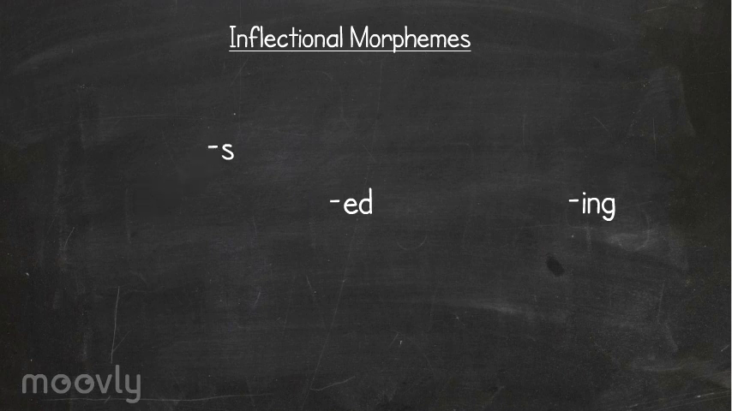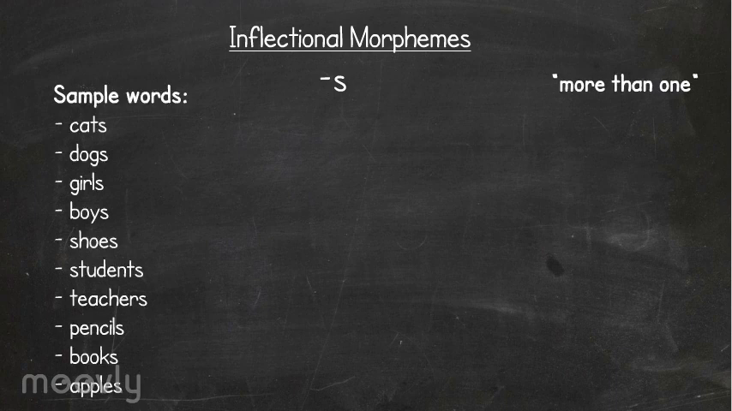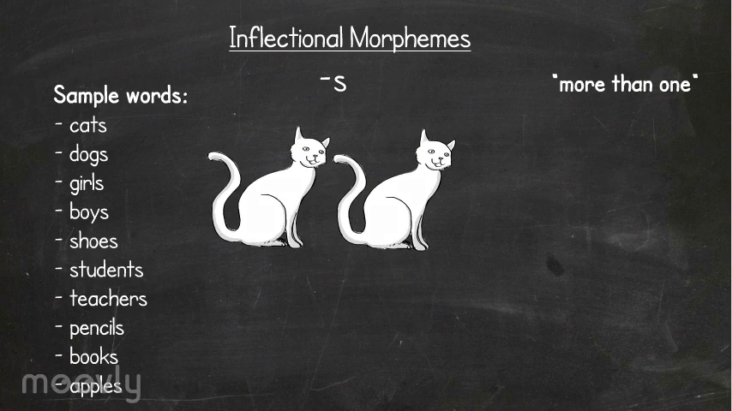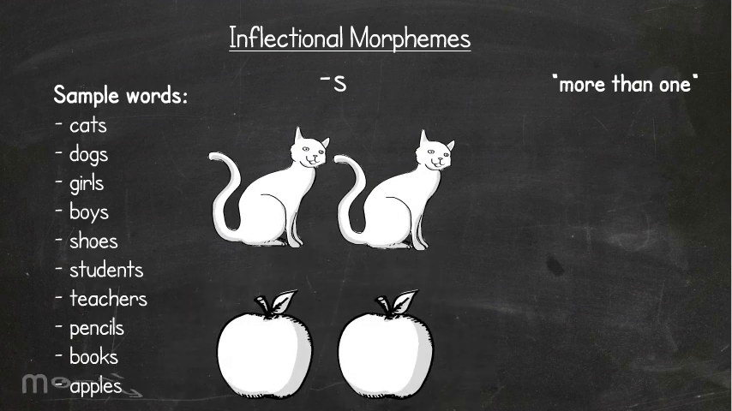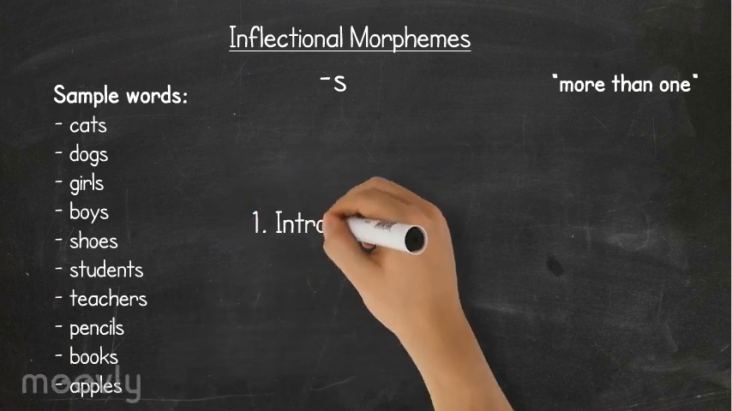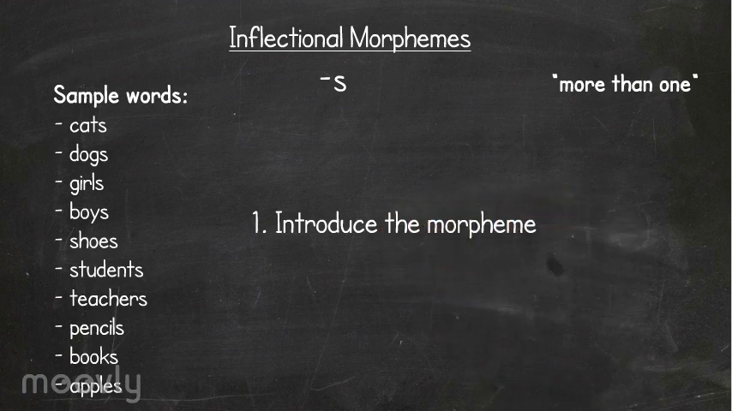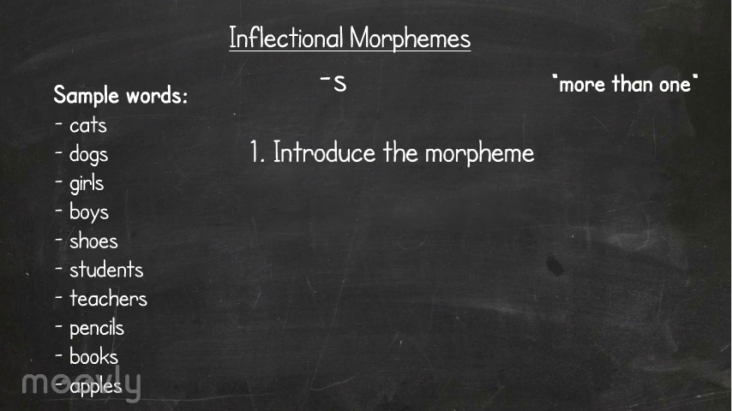For example, you could host a plural S day. Let's get started with the morpheme plural S, which means that there are more than one. Here are some sample words. Picture supports can be used for younger students who are still mastering the decoding stage of reading. First, introduce the morpheme. Tell students what it means when you add the S to the end of the word. As you move through the words, explain what they mean with the added S.